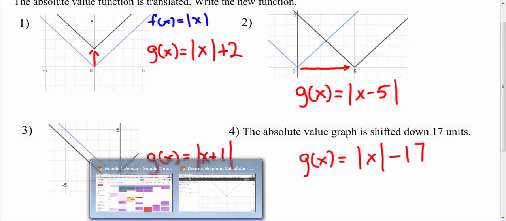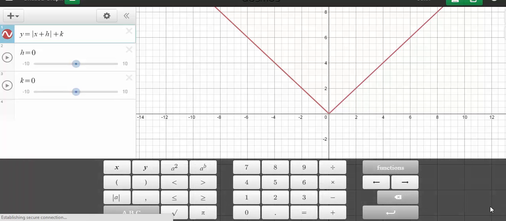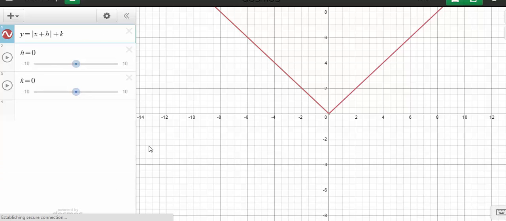I created a little diagram I want to look at on Desmos, and you guys know how to use Desmos. You could do this on your own as well. I just typed in y equals the absolute value of x plus h, and by the way, that absolute value function is, if you just go to the keyboard for Desmos, it's this one that I'm pointing to right here. It's an A inside absolute value bars, and you could type it in just like this.